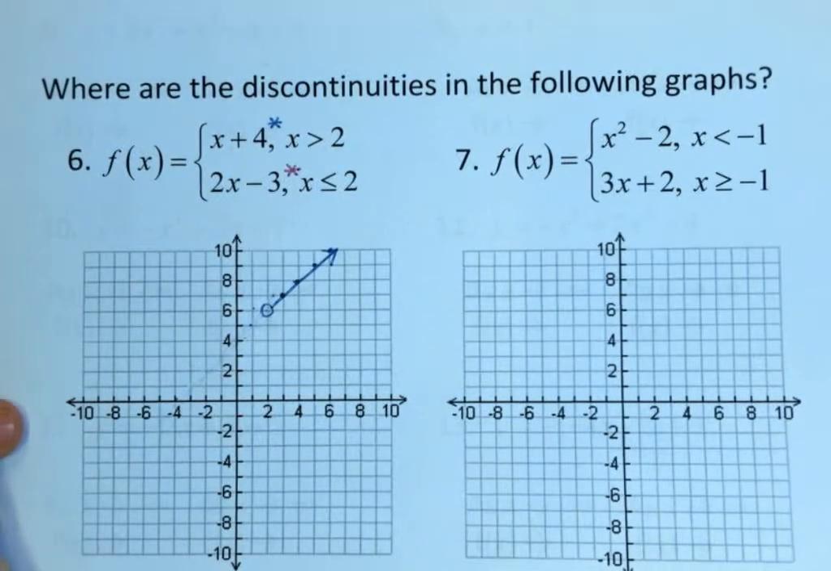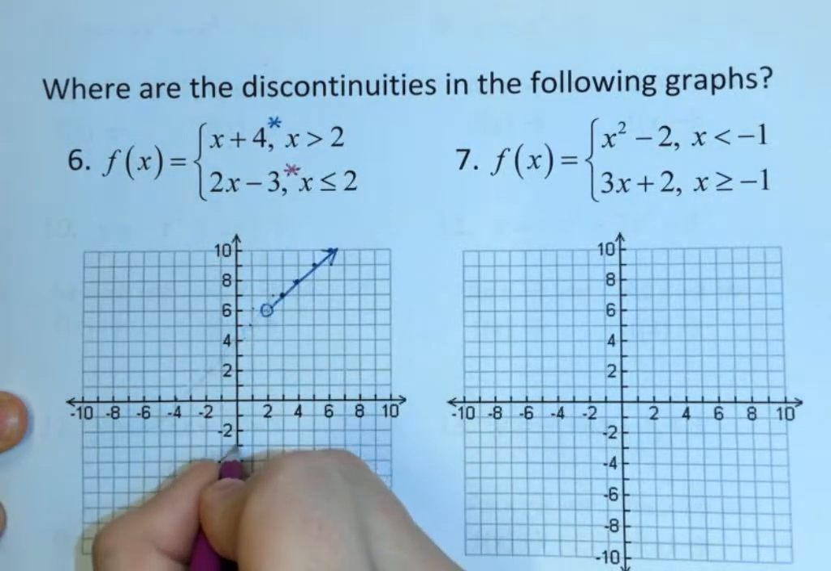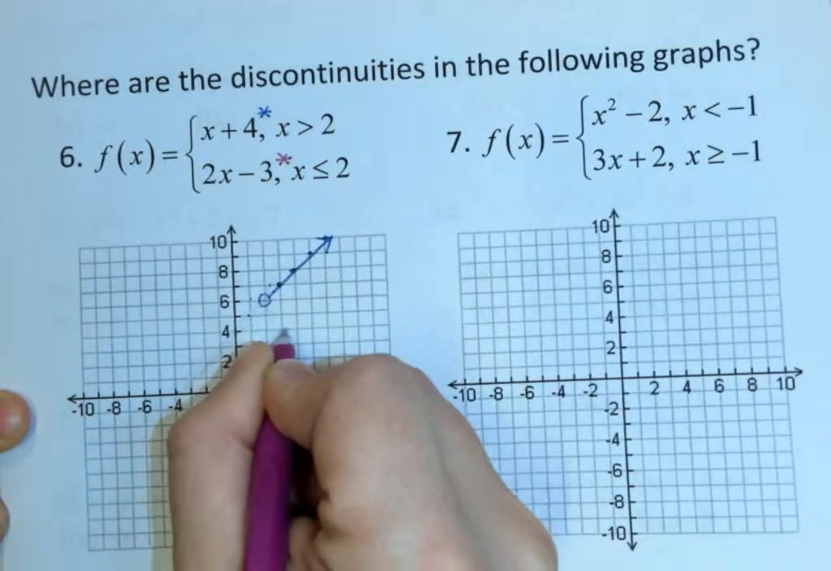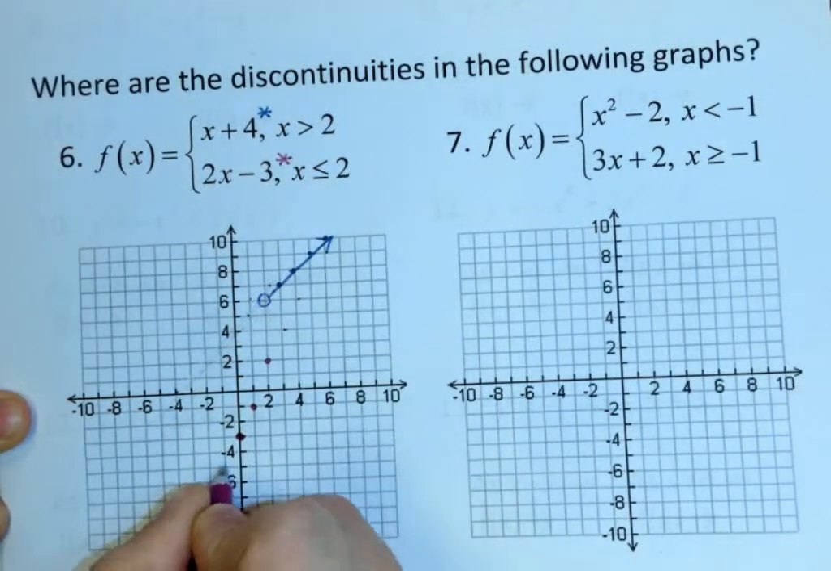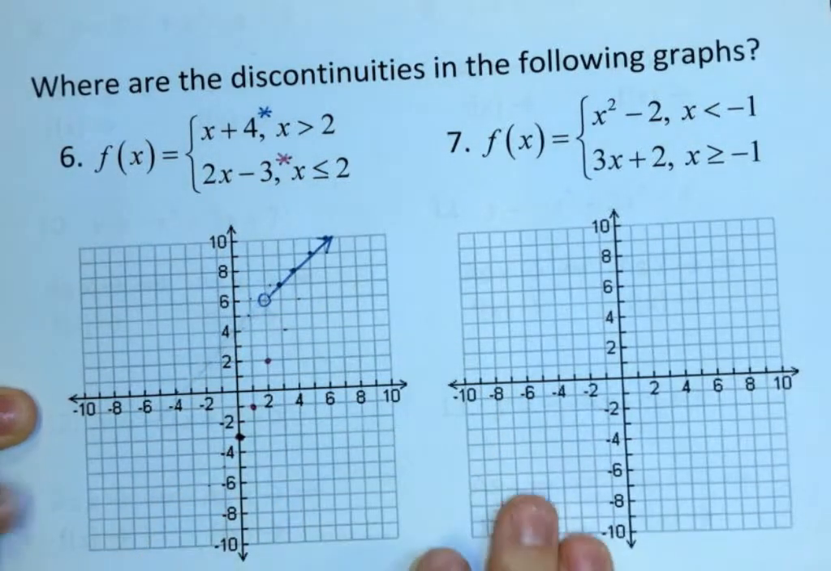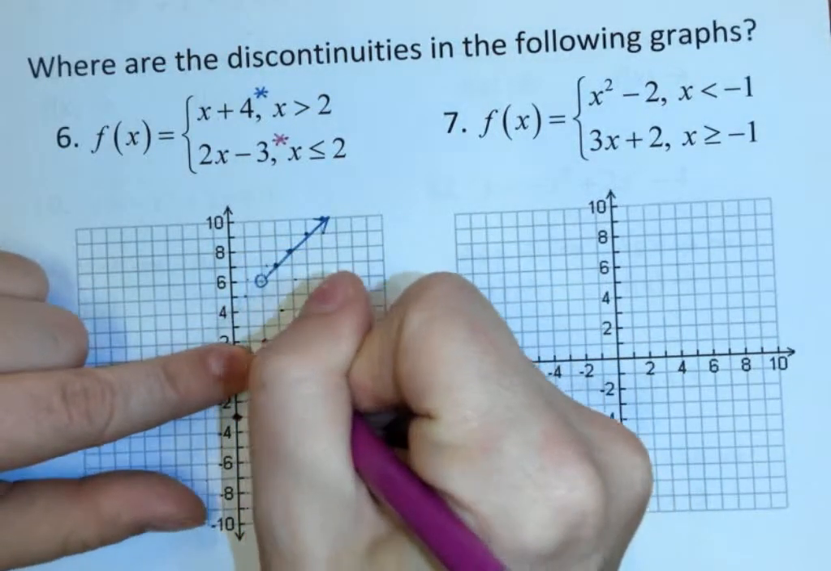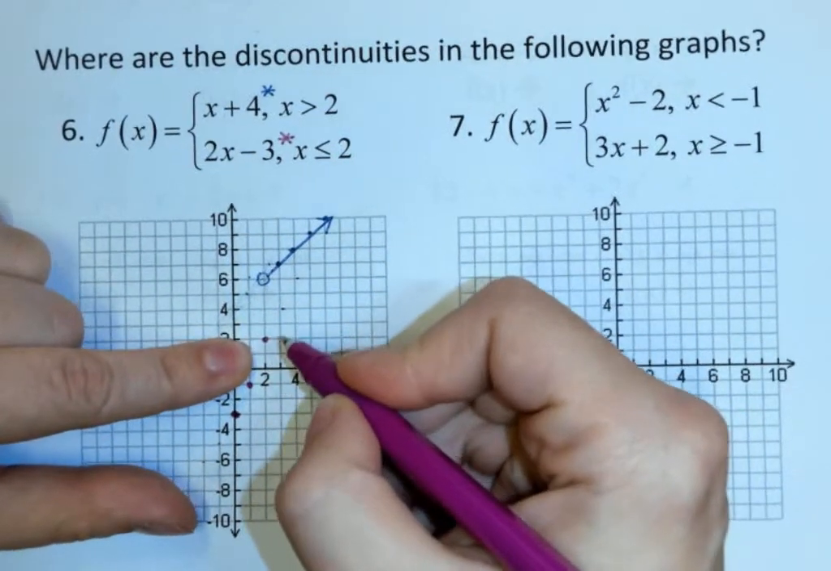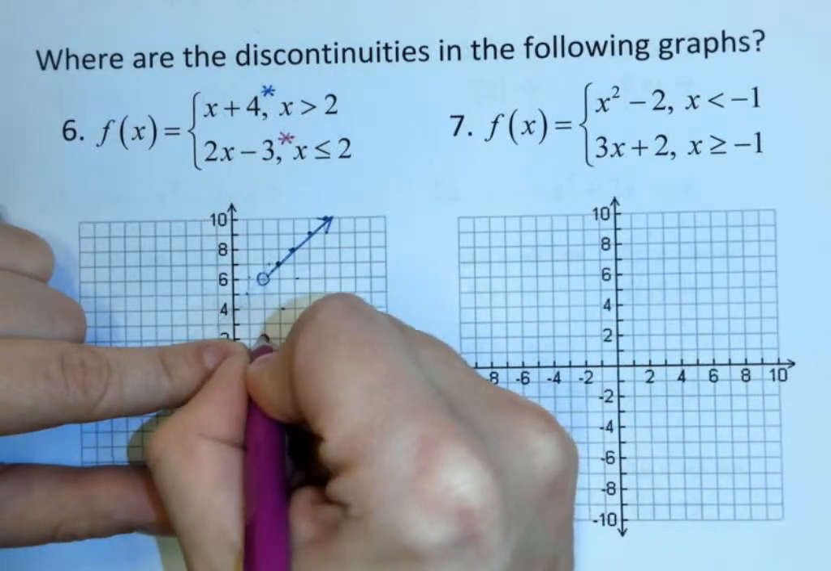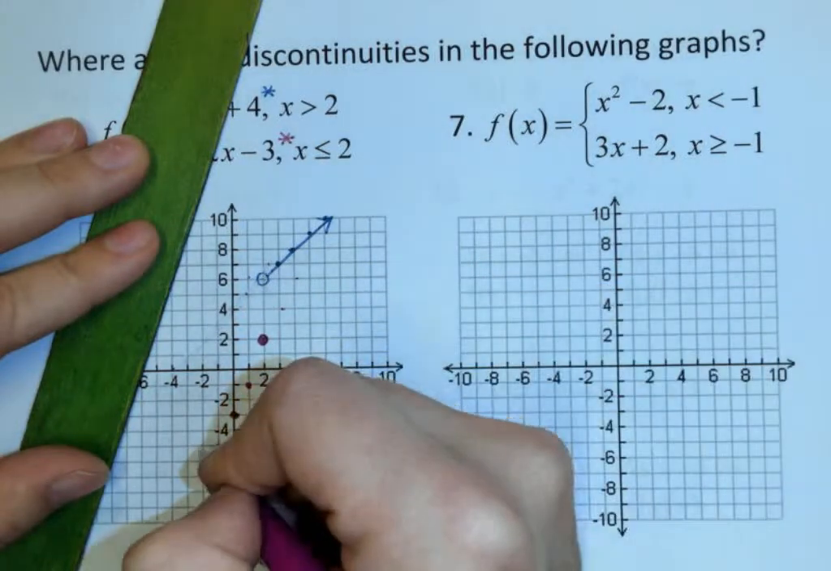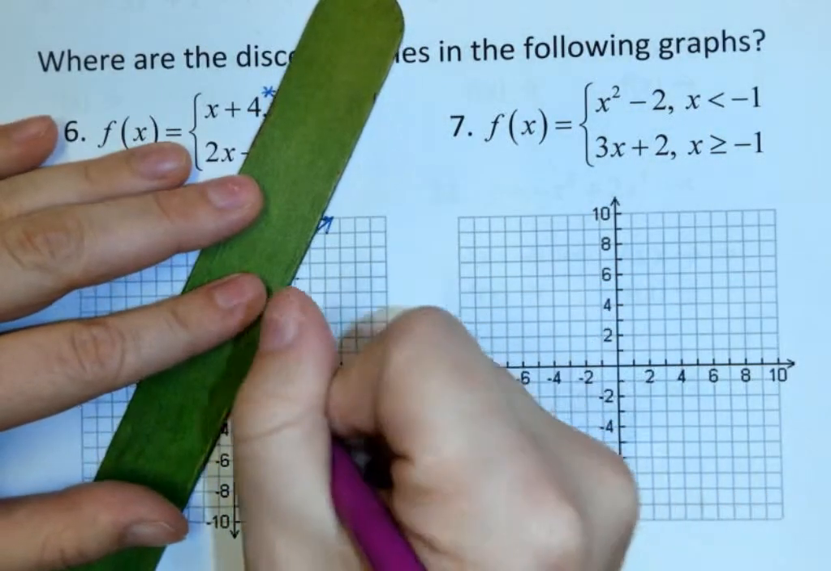For the second graph, where am I going to start drawing it? -3. From there, where do I go? Up 2 over 1. Up 2 over 1. I can keep going. But where do I want to see this graph? Less than 2. So at 2, am I going to have an open or a closed circle? Closed. Beautiful, guys. And I'm going to draw which side of it? The left side.